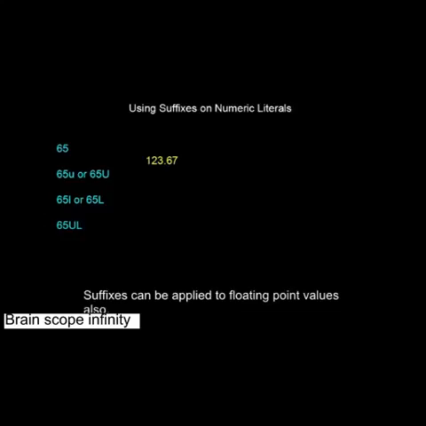Suffixes can be applied to floating point values also. This value is without any suffix. The compiler treats it as a double value. When an F is suffixed, the value becomes a float type of value.